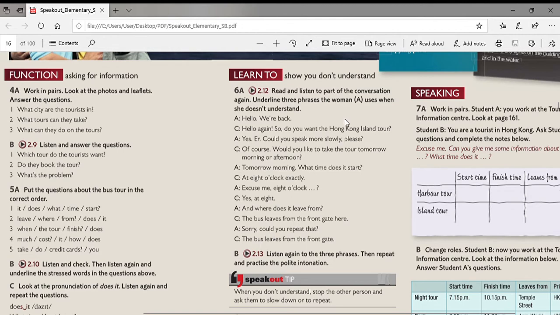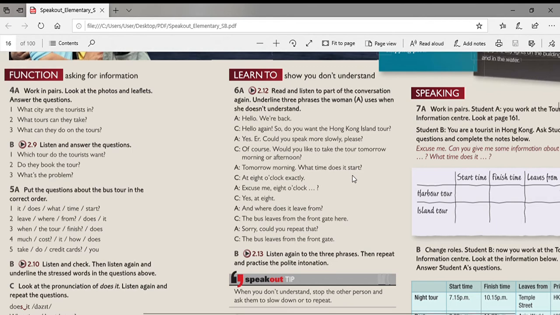So here are 3 phrases that show that sometimes the woman didn't understand the information. Let's find them. The first one is, could you speak more slowly, please? If somebody speaks too fast and you cannot catch the words, you can say, could you speak more slowly, please, in order to show the person that you don't understand. You cannot follow the conversation.